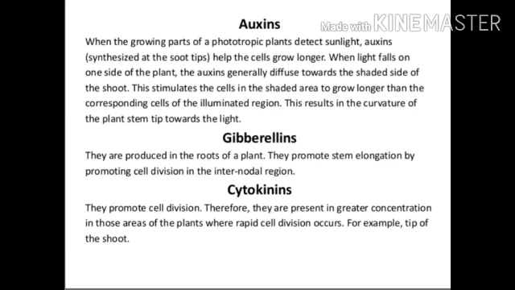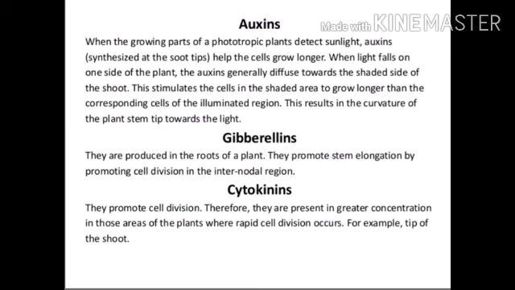This stimulates the cells in the shaded area to grow longer than the corresponding cells of the illuminated region. This results in the curvature of the plant stem tip towards the light. That means the plant part will show movement toward the light. Gibberellins are produced in the roots of the plant. They promote stem elongation by promoting cell division in the internodal region.